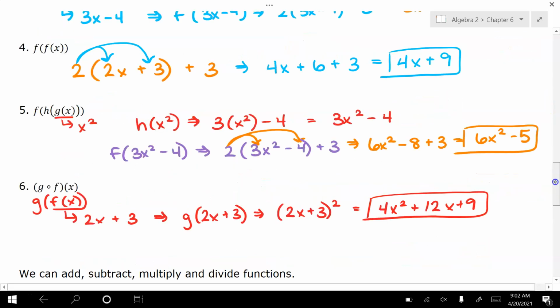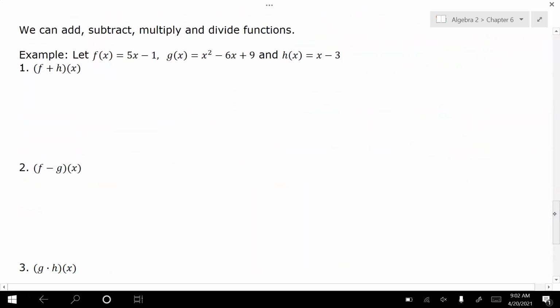All right, if we turn the page, the last thing that I'm going to talk about with you guys today is adding, subtracting, multiplying, and dividing these functions. When you're adding and subtracting functions like this, you're just combining like terms.